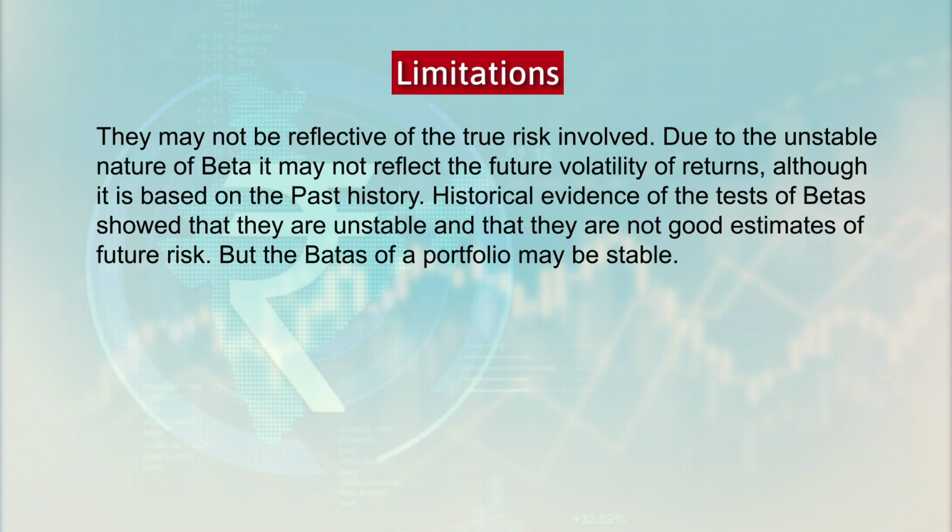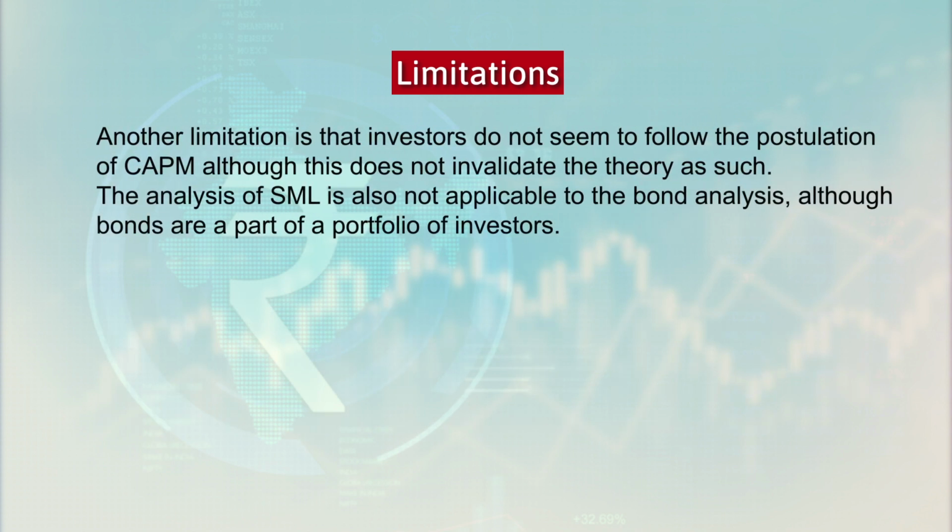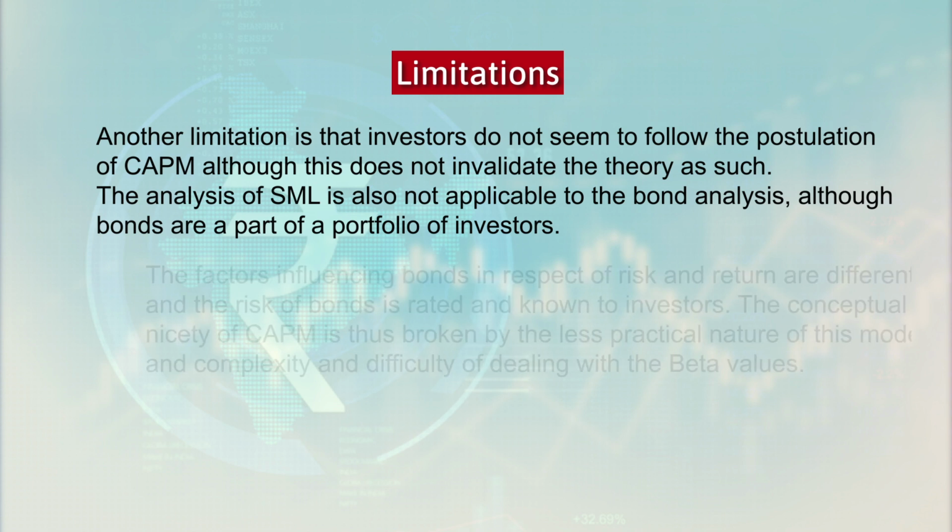But the betas of a portfolio, total betas of the portfolio, may be stable. Empirical evidence have also showed that there is a positive relationship between systematic risk and the realized returns. Besides, the relationship between the risk and return is linear. So, although CAPM focuses our attention on the market related risk, total risk has been found to be more relevant and both types of risk appear to be positively related to returns. So, another limitation is that investors do not seem to follow the postulation of the CAPM model, although this does not invalidate the theory as such.